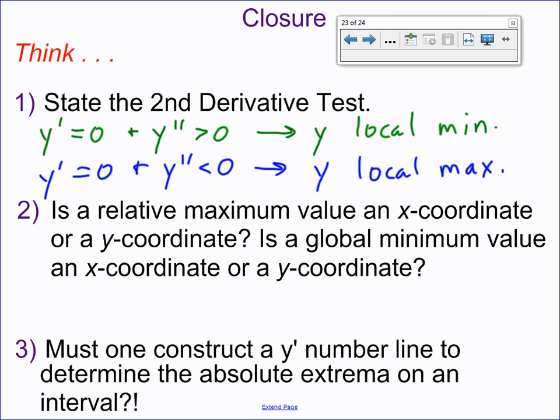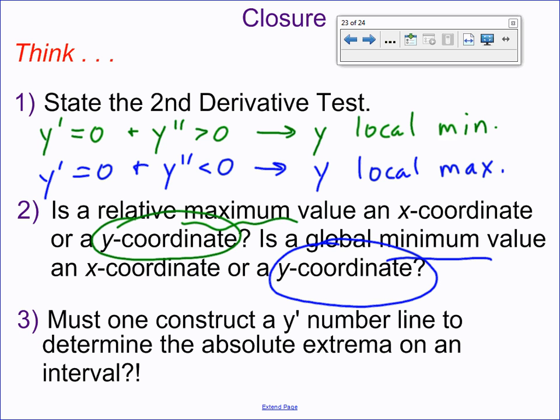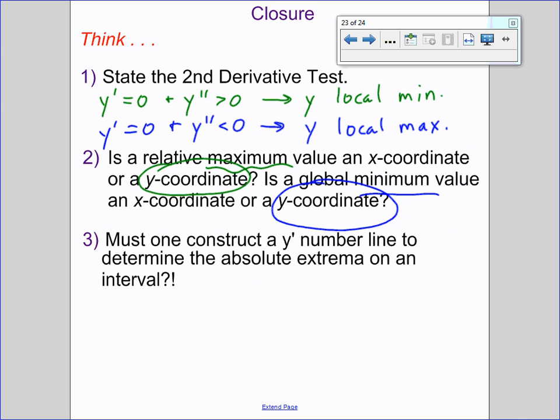Is relative maximum an x-coordinate or y-coordinate? Is global minimum value an x-coordinate or y-coordinate? Emily? Absolutely. So maximum is a y-coordinate, the minimum is a y-coordinate, and so the minimum and maximum values of a function are y values. Good job. Thank you. And lastly, must one construct a y prime number line in order to determine absolute extrema? Grace? No, you can just compare the y values like a calculator. Good. We'll just compare the y values of the critical points with the y values of the endpoints and select the absolutes.